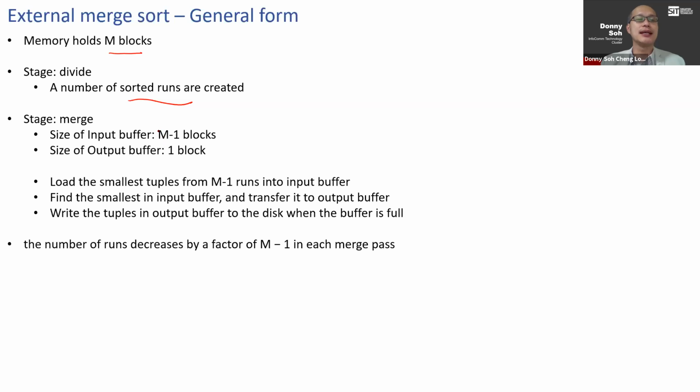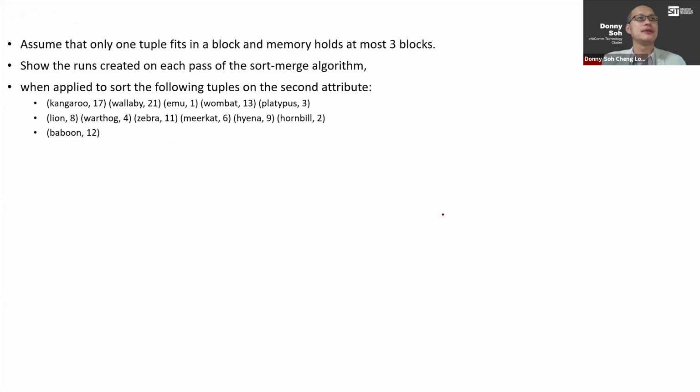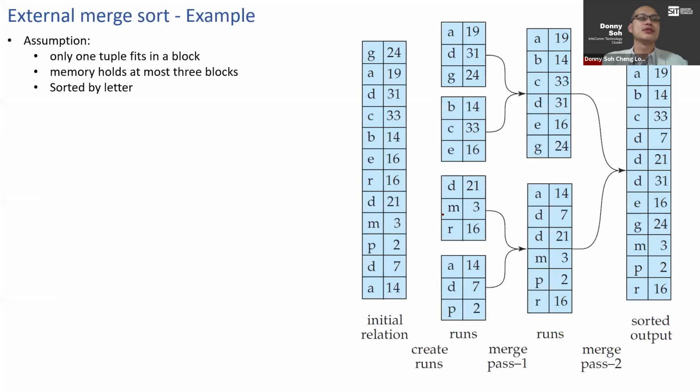In the merge stage, we have the size of the input buffer versus the size of the output buffer. Input will be n-1 blocks, and output will be 1 block. And the number of runs decreases by a factor of n-1 in each merge pass. Okay, let's look at this. I think I have this formula, where's my formula? I don't have it. So anyway, let's look at this first.